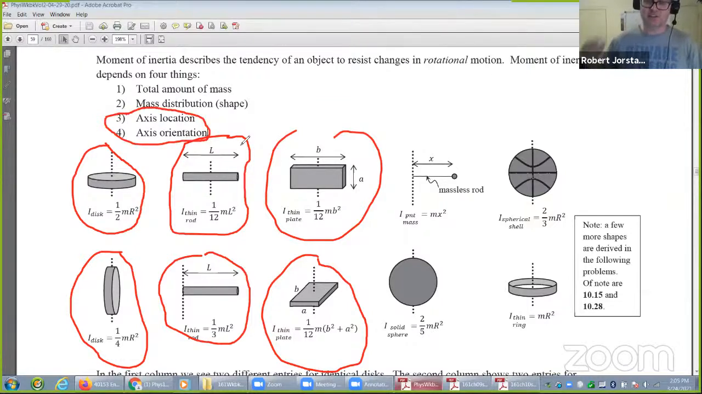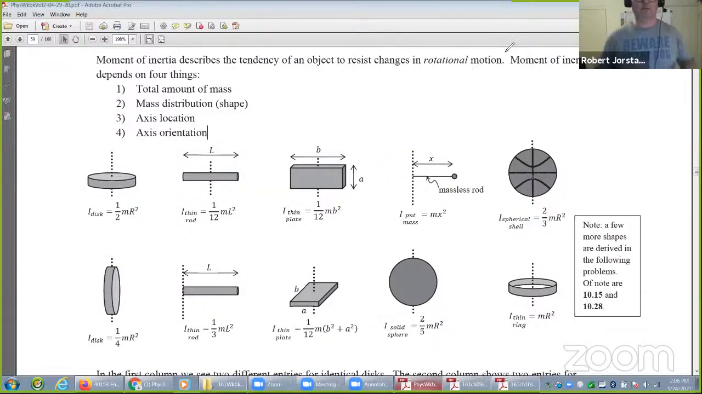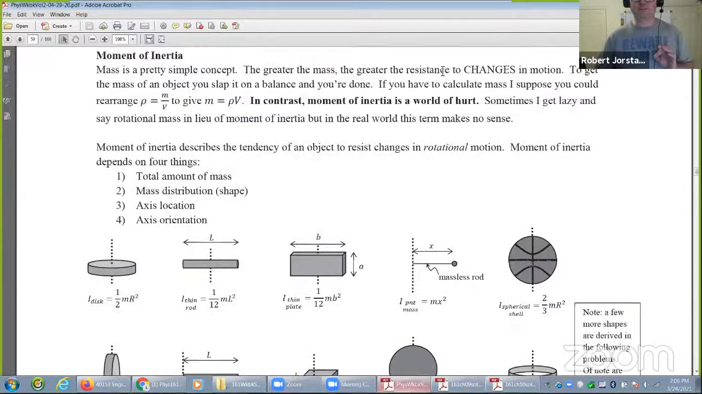It's not enough to just throw something on a balance anymore. You need to know the axis location and orientation. You need to know the mass, and you need to know how it's distributed. Is it a solid sphere? Is it a spherical shell like a basketball? They're not the same. Is it a thin ring? Okay, and there are a few more shapes that are going to be in here later. So, okay, questions about this before we go on. Mass and moment of inertia are very different. Mass, stick it on a scale. Moment of inertia, know all of these 4 things and carefully analyze it.